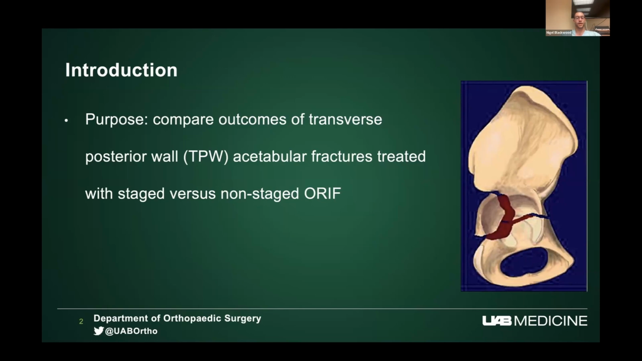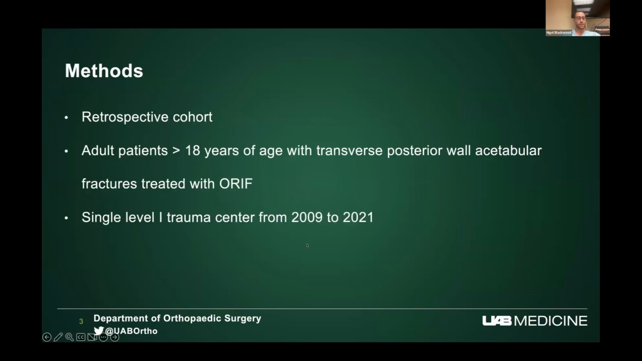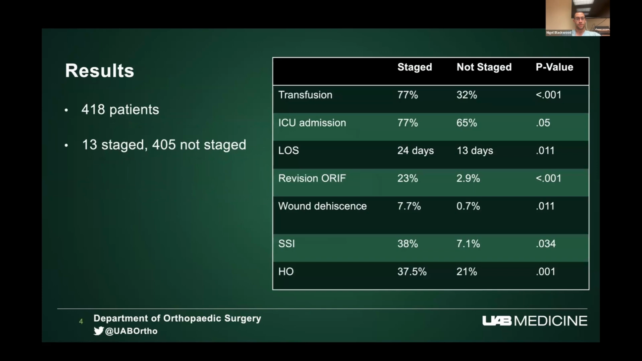So the purpose of this study is to analyze the outcomes of staged versus non-staged fixation of transverse posterior wall fractures in order to help guide surgical planning. So this is a retrospective review of adult patients with transverse posterior wall fractures treated with open reduction internal fixation at our hospital. 418 patients were included, 13 were staged and 405 were not.